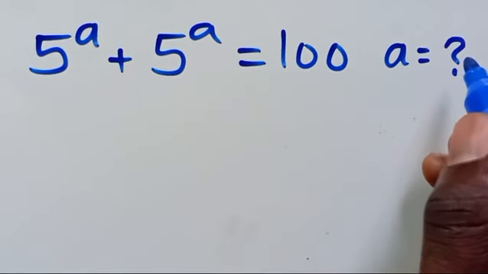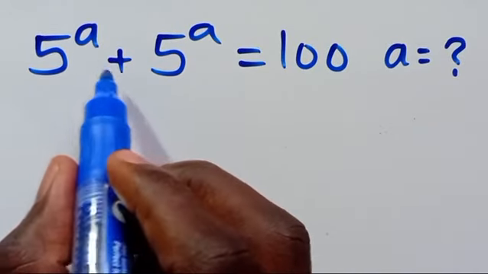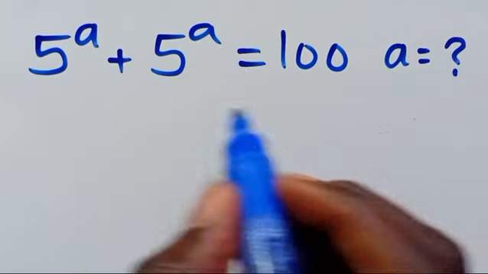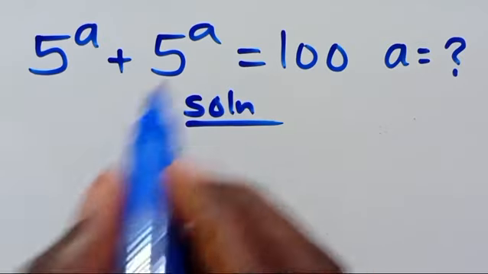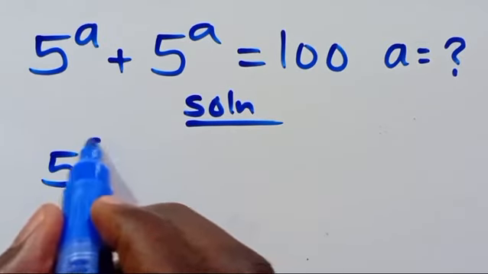What is the value of a, given that 5 to the power of a plus 5 to the power of a equals 100? Then let's have it to be the solution. From here, we have 5 to the power of a in common, so let's factor it out to be 5 to the power of a.